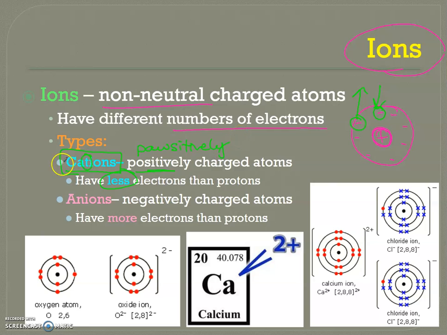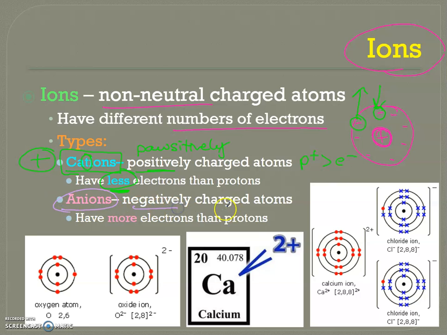All right, so cats also has a T in it, and a T looks like a positive sign, and that's how you can remember cations are positively charged. Well, how are you positively charged? When you have more protons than electrons. So that means that you have to have fewer electrons in your atom.